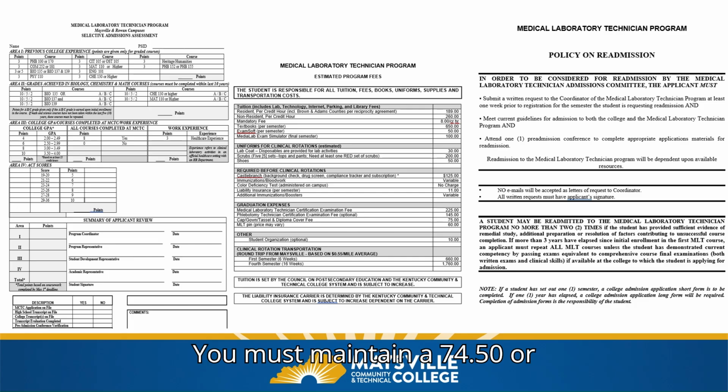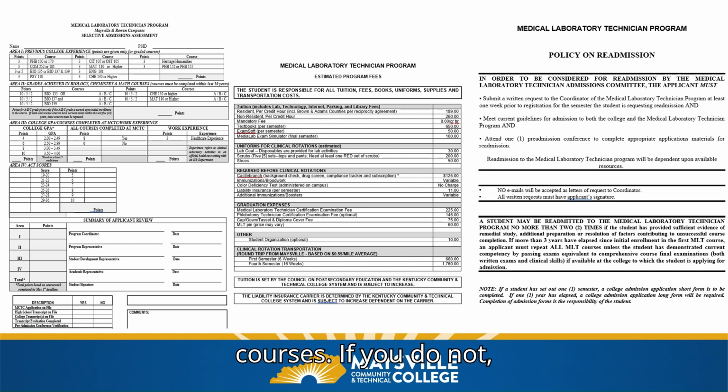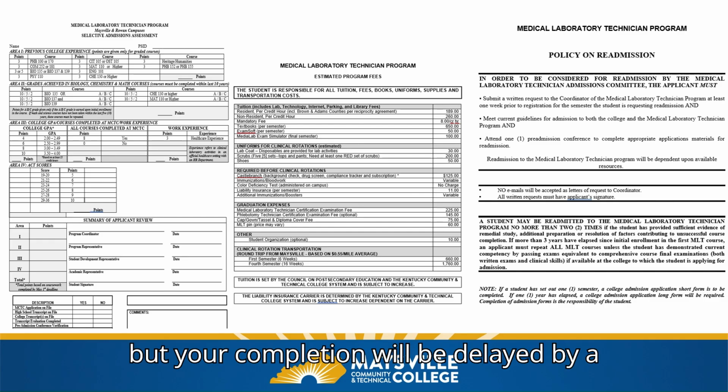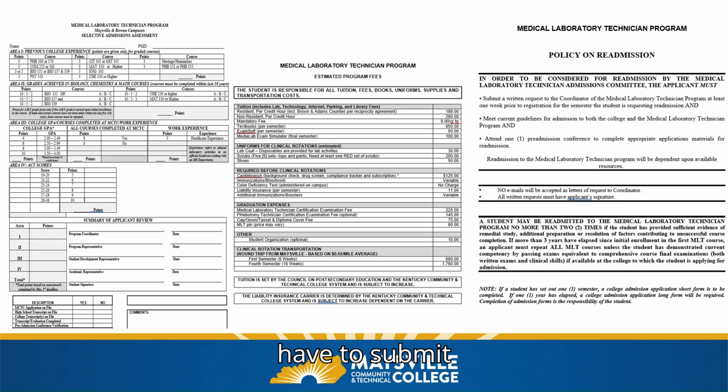You must maintain a 74.50 or C grade in the program to continue with the proper sequence of courses. If you do not, you can continue in sequence, but your completion will be delayed by a year. In order to continue, you would have to submit an application for readmission.